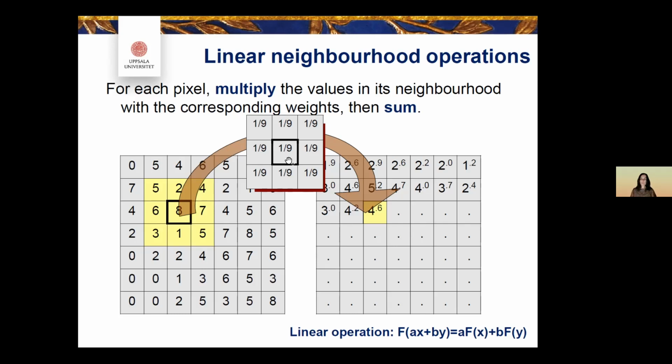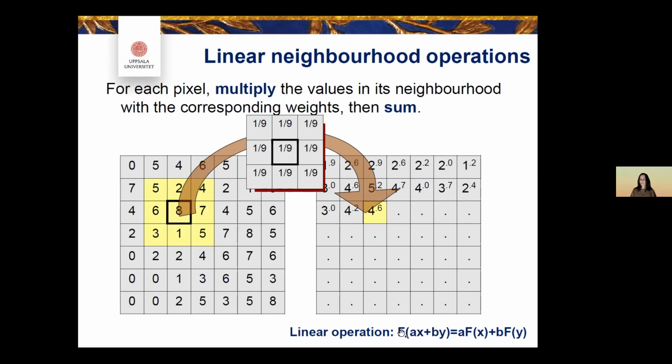And the operation that we were performing then was to multiply each of the pixel values in the neighborhood with the corresponding weights in the filter, in the mask, and then sum up all, and in that way produce the output value. So the operations that we were performing in a number of situations were to multiply the values in the neighborhood with the corresponding weights and to sum. Actually, this set of operations is what we call linear operations.